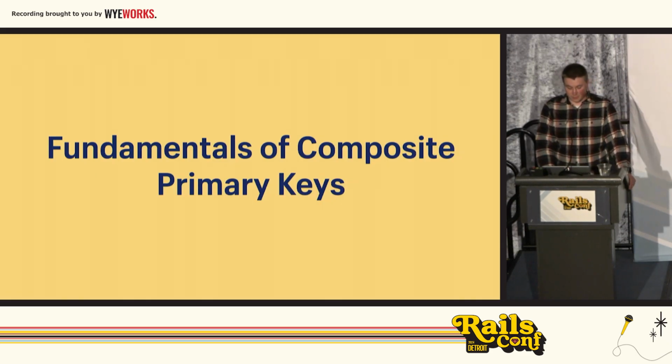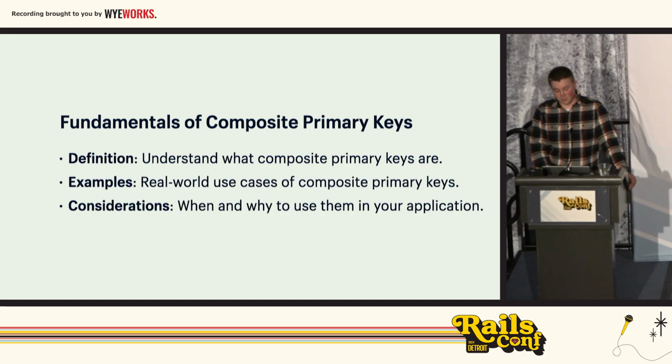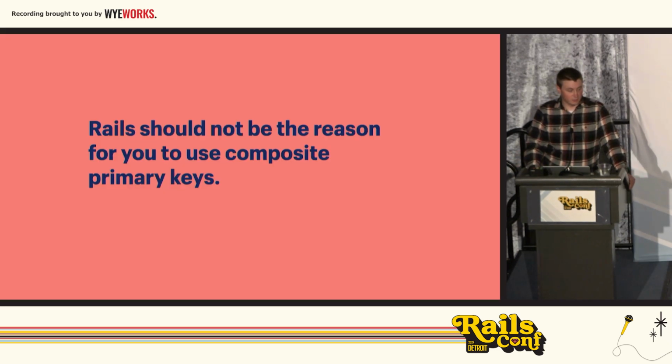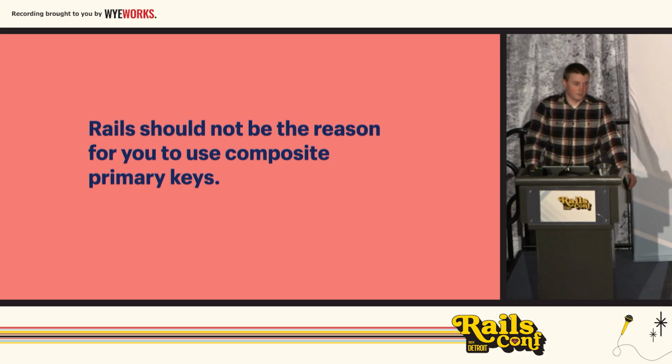Let's start from fundamentals. We'll cover the definition of composite primary keys. We'll look at some examples and learn when and why we could use them in our applications. Before we begin, I'd like to mention that having the capability to utilize composite primary keys doesn't necessitate their use in every scenario. The decision to implement composite primary keys should be driven purely by your database design. However, when such a design decision is made, rest assured Rails will be there to support it.